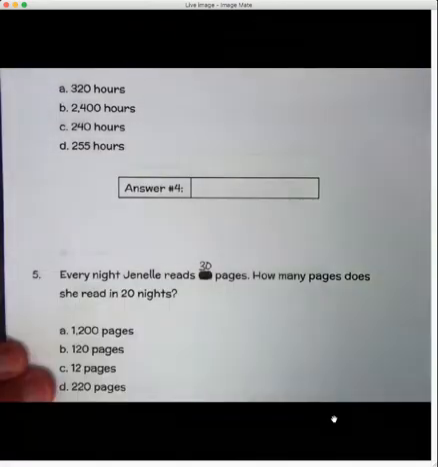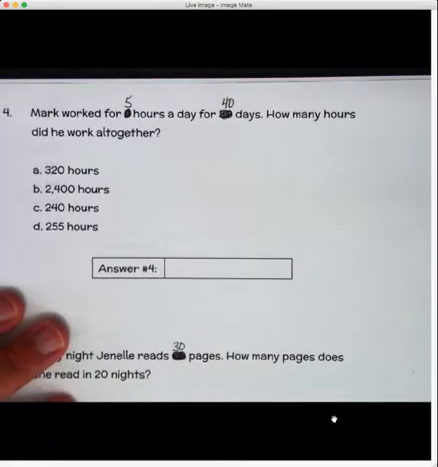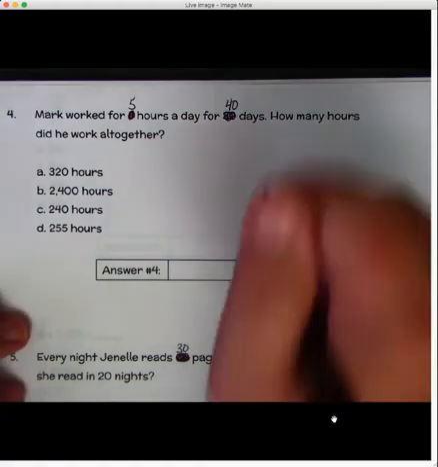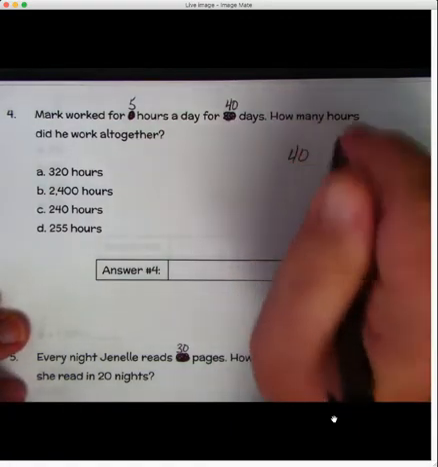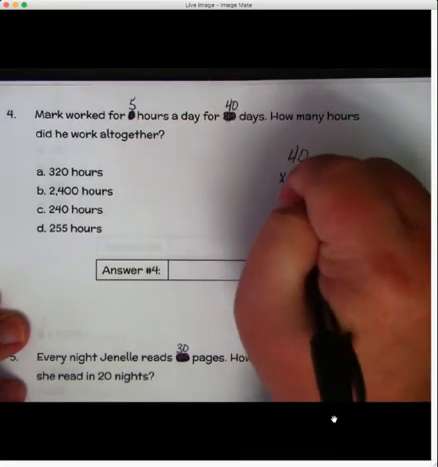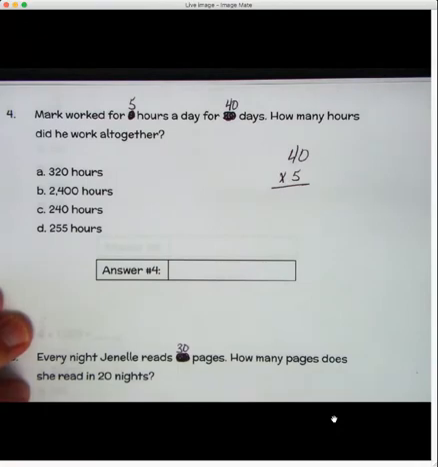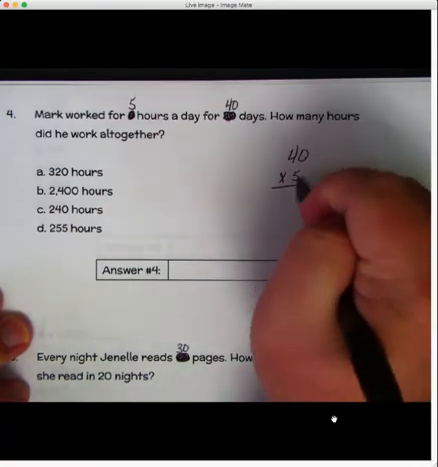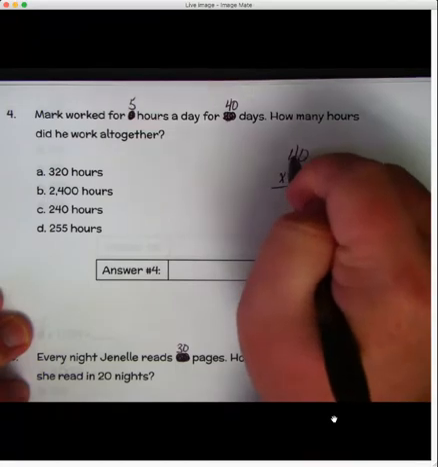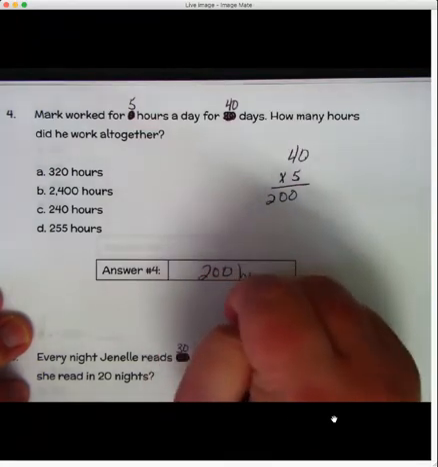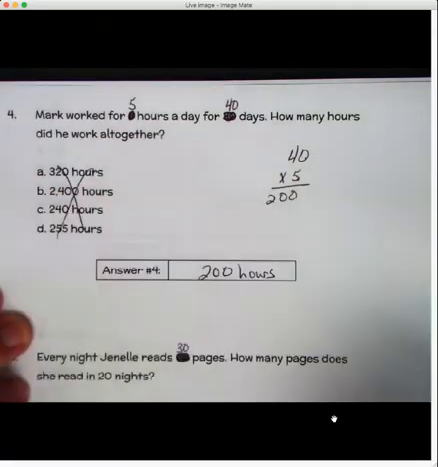There's 20 questions. We're going to go over every one of them. Number 4 says Mark worked for 5 hours a day for 40 days. How many hours did he work altogether? So for 40 days, he worked 5 hours. We've got to multiply. Every one of those 40 days, he worked 5 hours. So let's see how many hours he worked altogether. 5 times 0 is 0. 5 times 4 is 20. So altogether, he worked 200 hours.